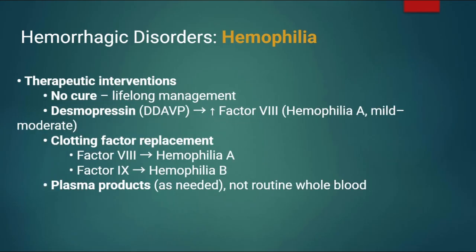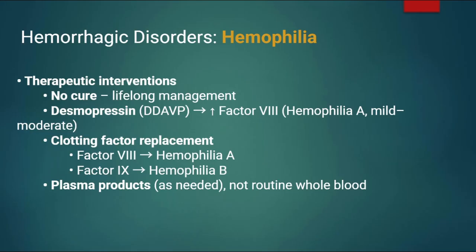Now let's look at treatment for hemophilia. First, it's important to remember there is no cure for hemophilia. It is a lifelong genetic disorder, so the focus of care is management and prevention of bleeding. One medication used is desmopressin, also called DDAVP. This drug can help the body release more factor 8 from storage sites in blood vessel walls. It is given either as an injection or as a nasal spray, and it is especially useful for people with hemophilia A who have mild to moderate disease.